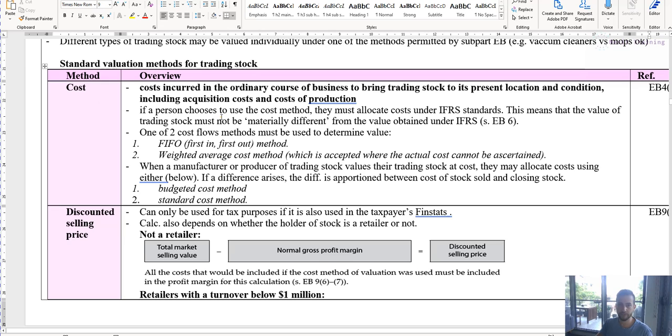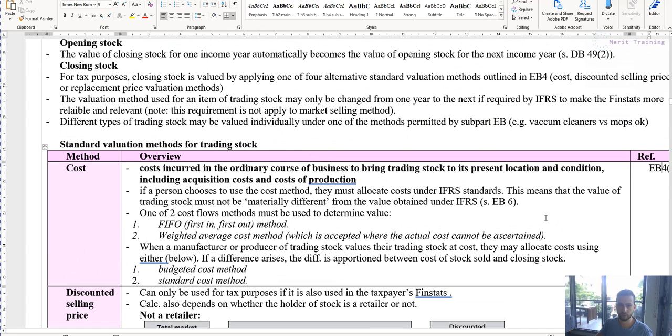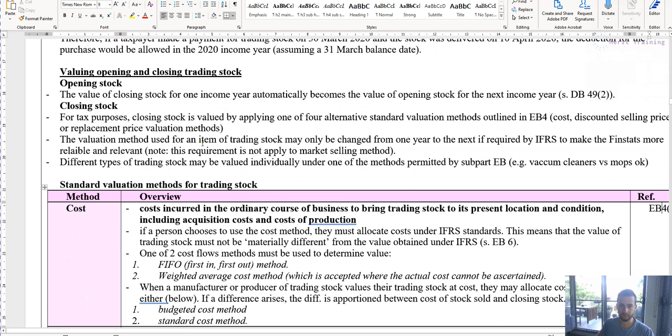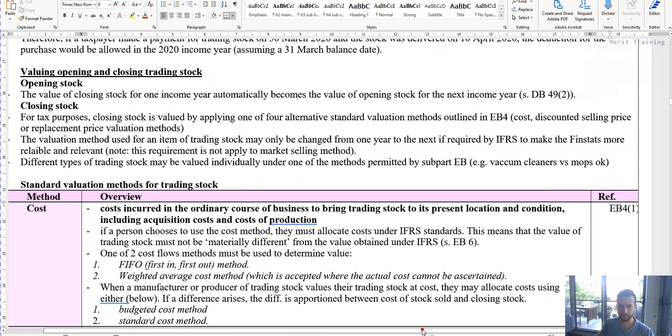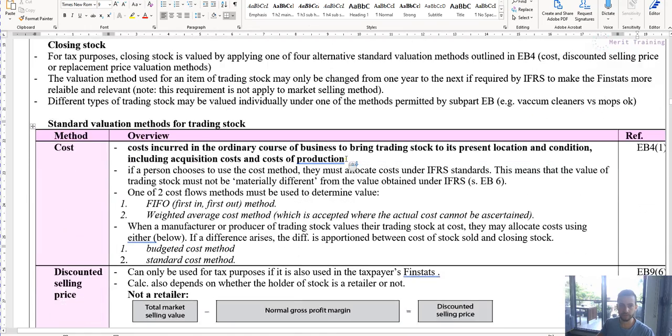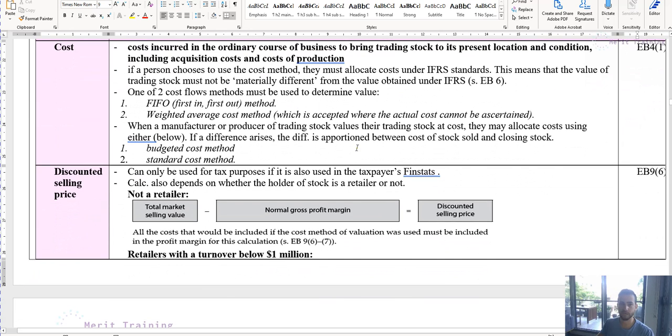So the four methods, we'll talk about them one by one. Depending on the question, in the quizzes they'll just tell you what the value is for each of them, but you might have to calculate them as well and figure out which one of them is the lowest valuation, which will enable us to minimize our taxable income. So the first method, remember the four methods are cost, discounted selling price, or replacement price valuation. The first method that we're going to talk about is cost.